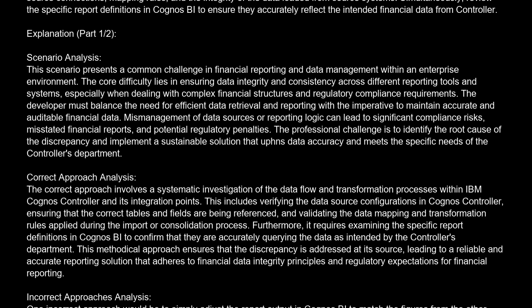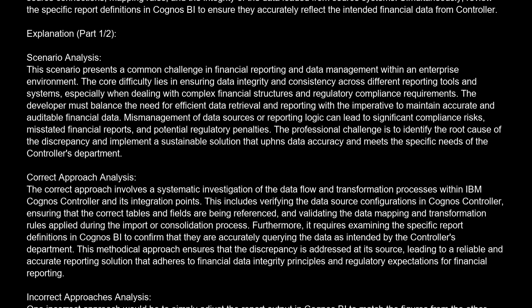Furthermore, it requires examining the specific report definitions in Cognos BI to confirm that they are accurately querying the data as intended by the controller's department. This methodical approach ensures that the discrepancy is addressed at its source, leading to a reliable and accurate reporting solution that adheres to financial data integrity principles and regulatory expectations for financial reporting.